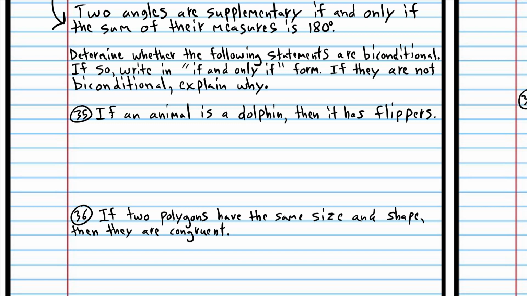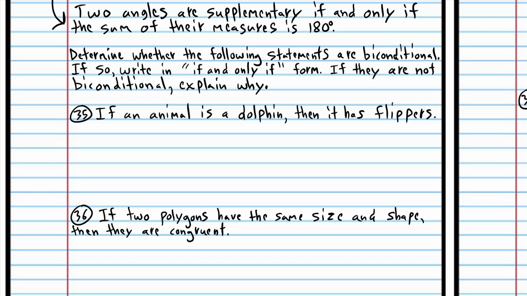So that original statement is true. But we need to figure out if the converse is true, because we want to figure out if this statement is biconditional. So we have to look at the converse. The converse of that statement, we flip the hypothesis and the conclusion, or we switch them, and then we say, if an animal has flippers, then it's a dolphin. Well, you can see immediately that that's not true, because there's a lot of animals that have flippers, like whales have flippers, but they're not dolphins.